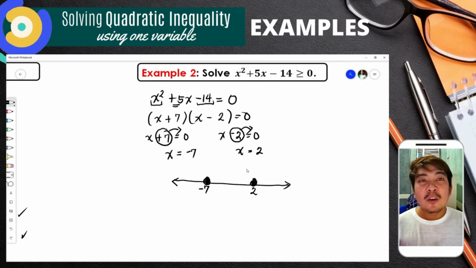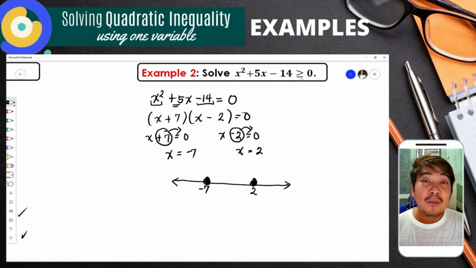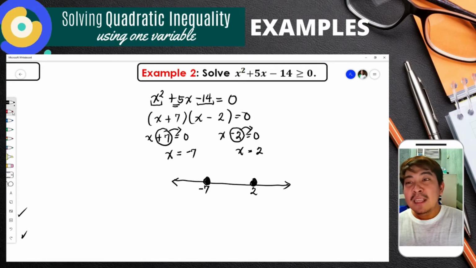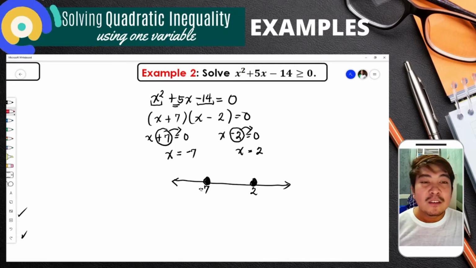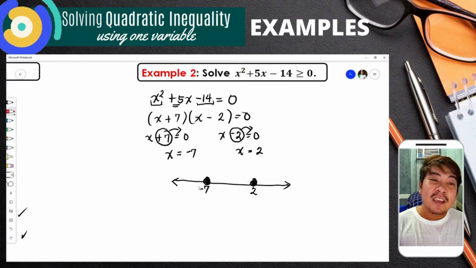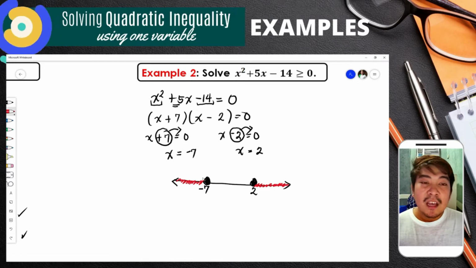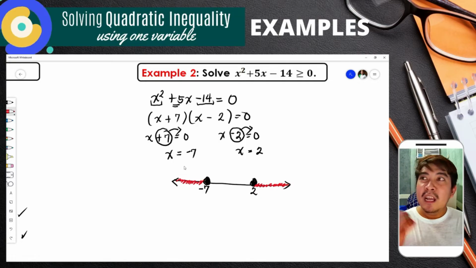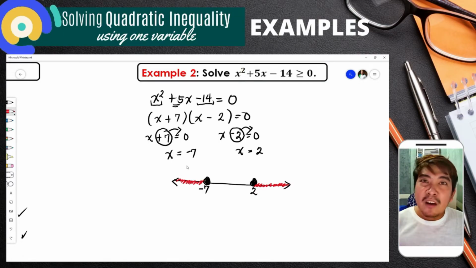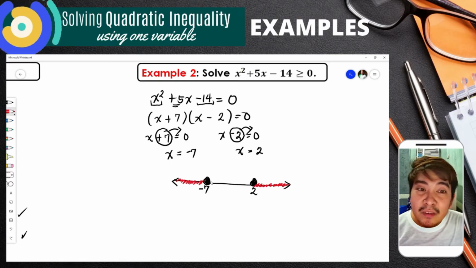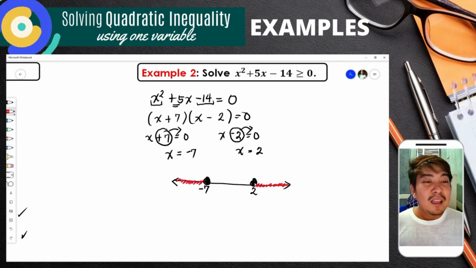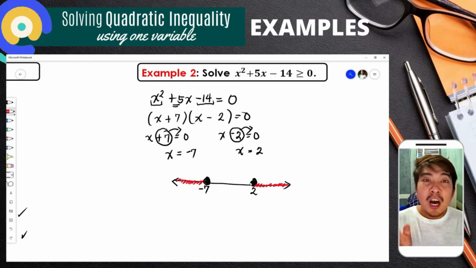Nagiging closed yung dot or nagiging included yung critical points kapag may equal sign yung inequality symbols natin. So, let us now proceed. Katulad ng sinabi natin kanina na kapag may greater than, we will be shading the left and the right side of our number line. So, nandito yung ating shading. It means that the numbers lesser than negative 7, which are negative 8, negative 9, negative 10, down to the negative infinity, kasama si negative 7, ay solution. Same with positive 2, kasama si positive 2, up to the positive infinity, kasama sa ating solution set.